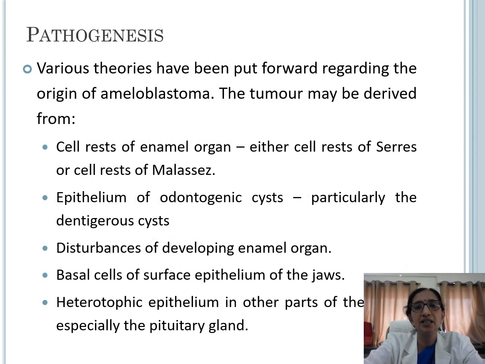Now there are various theories regarding the pathogenesis of ameloblastoma. The first one is that it arises from the cell rests of enamel organ, either cell rests of Serres or cell rests of Malassez. Second, that it arises from the epithelium of the odontogenic cyst, particularly the dentigerous cyst. Thirdly, disturbances of developing enamel organ. Then the basal cells of surface epithelium of the jaws and heterotopic epithelium in other parts of the body, especially the pituitary gland.